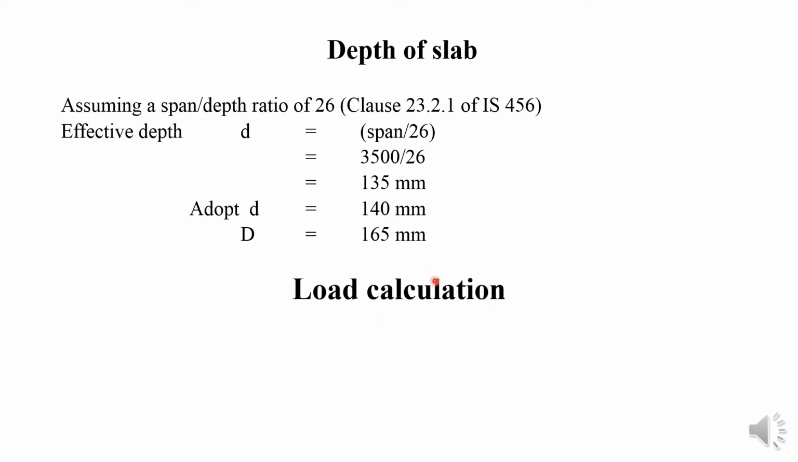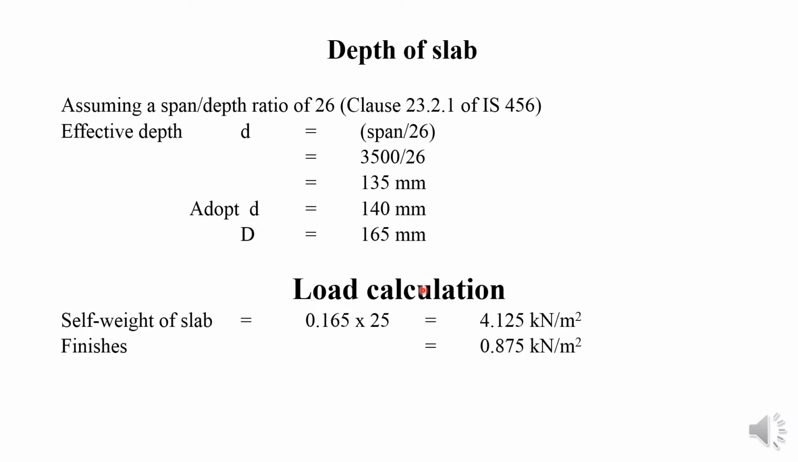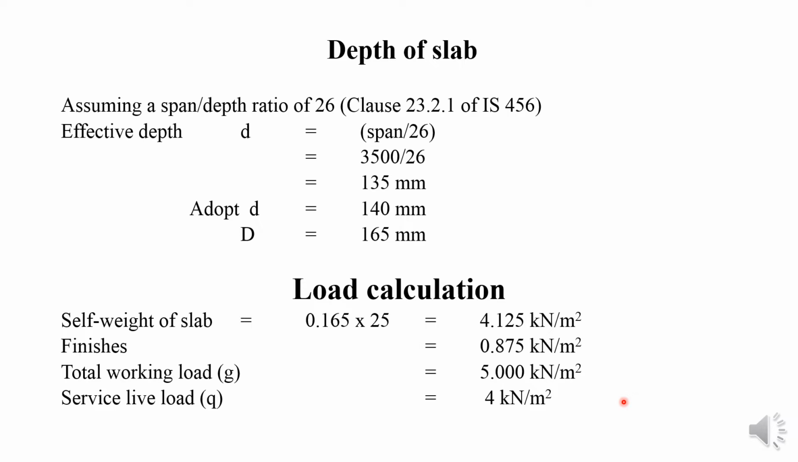So next we have to find out the loading. First the self weight of the slab we have to determine by using depth into 25. 25 is the unit weight of the RCC. The floor finish is 0.875 kN per meter square. So total working load, 4.125 plus 0.875, will be equal to 5 kN per meter square. Then total live load is equal to 4 kN per meter square, the live load given in the problem.